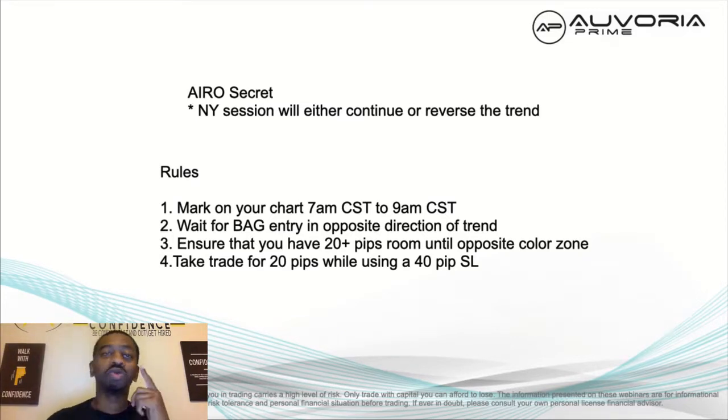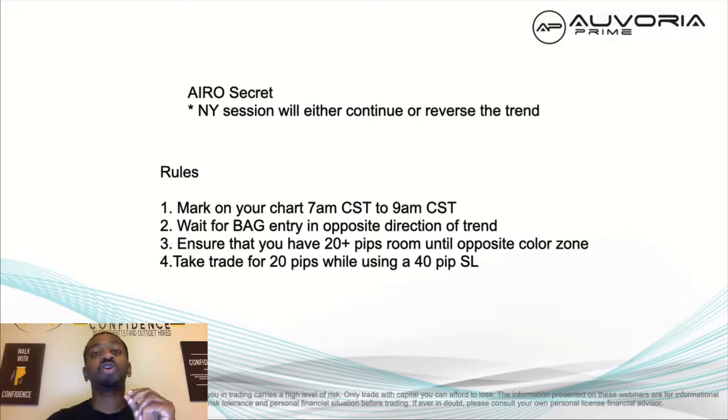Number 1, you want to mark on your chart 7 a.m. Central Standard Time to 9 a.m. Central Standard Time. For those that don't know, the New York Stock Exchange or New York session starts at 8:30 a.m. Central Standard Time. Now you're wondering, well, why, Nate? Why are we setting up at 7 a.m. as far as the chart?